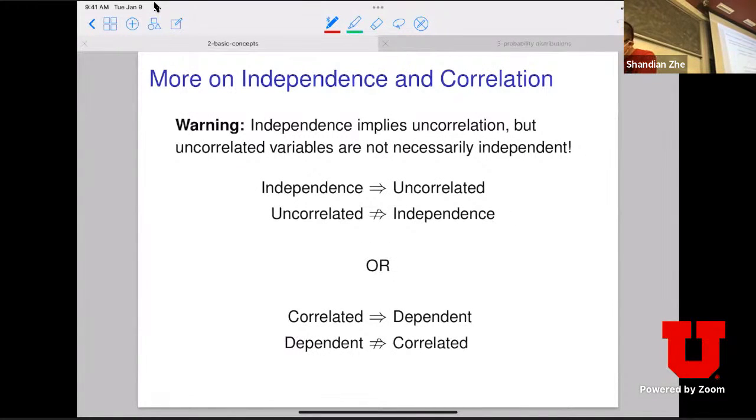Okay, here are a few conclusions regarding correlations and independence. Independence implies uncorrelated, meaning that the covariance of two random variables is 0, or their correlation is 0. But the opposite way, we cannot say that. If two random variables are uncorrelated, that does not mean they're independent. Or in other words, if two random variables are correlated, then we can safely say these two random variables are dependent on each other. But on the other hand, if two random variables are dependent, it is not necessary that they are correlated.